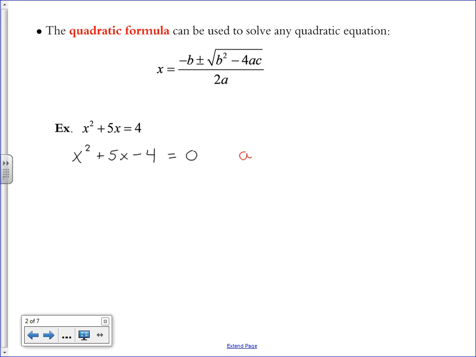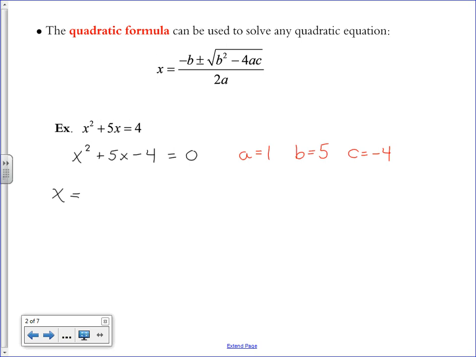When it's in standard form, a is the coefficient of x squared, so here that's 1. b is the coefficient of x, so here that's 5. And c is the constant term, which here is negative 4. We're going to plug those into the quadratic formula and solve for the two solutions for x.